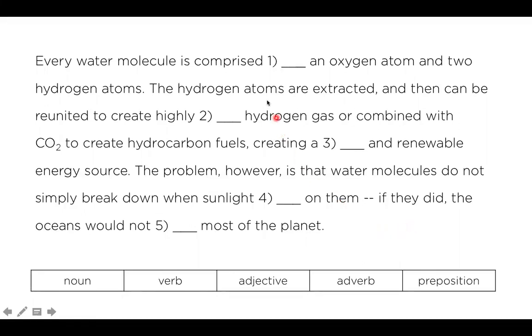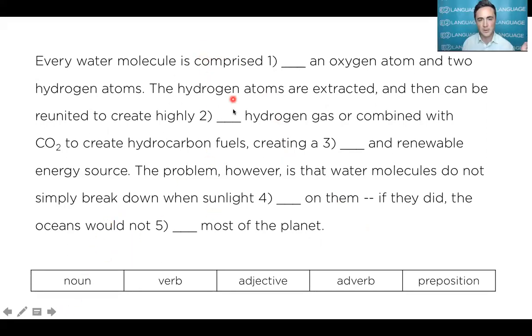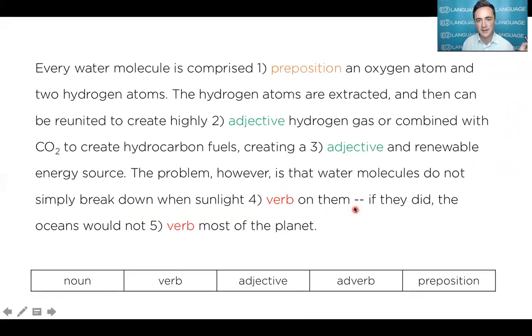Cool. Let's have a look. All right. Comprised, highly... well, here's the noun here. So, what's that? When sunlight something on them, and would not something most of the planet. Okay. So we've done the first step.